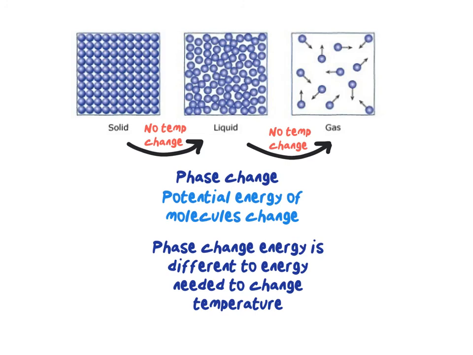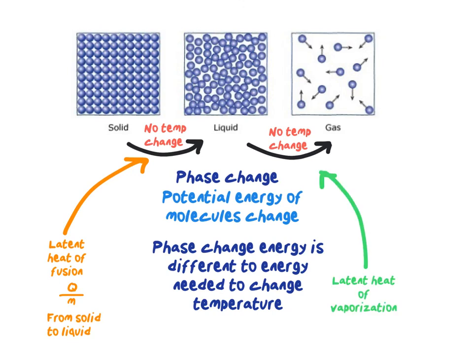Now, it takes energy to change the phase, and so we're going to name these kinds of energy as latent heat of fusion, which is the amount of heat per unit of mass required to change the substance from the solid to the liquid phase at its melting temperature. The latent heat of vaporization is the amount of heat per unit of mass required to change the substance from a liquid to a vapor at its boiling temperature.